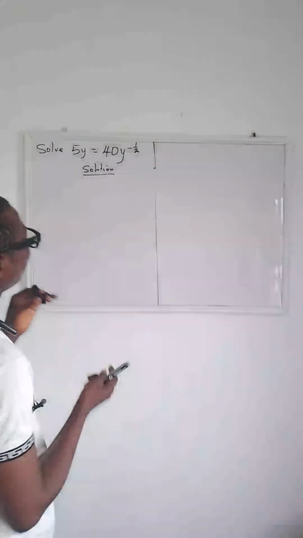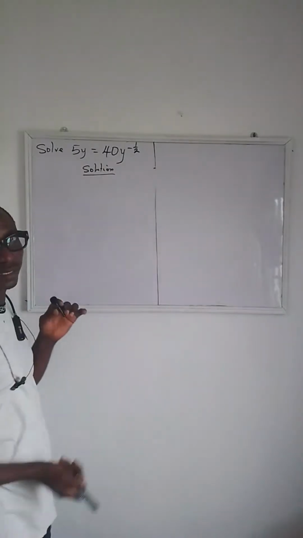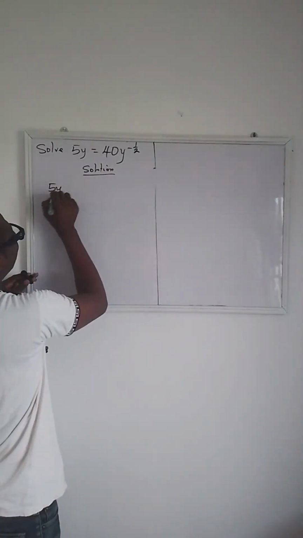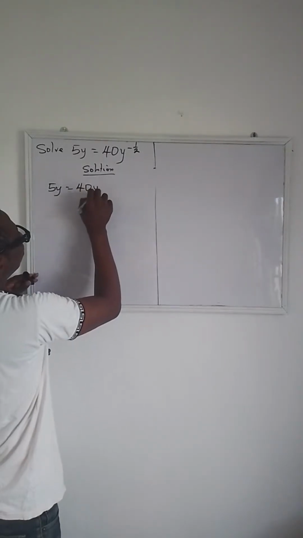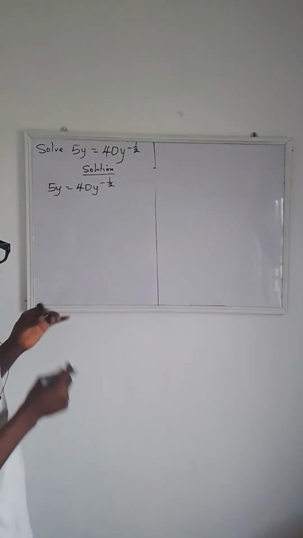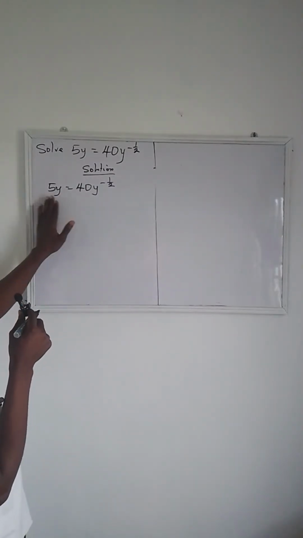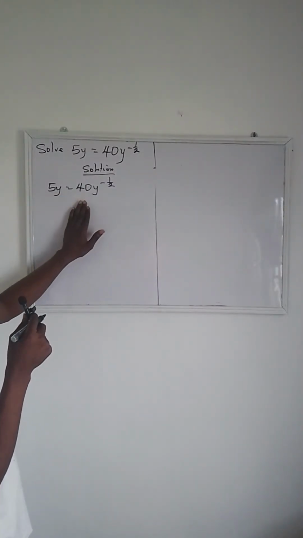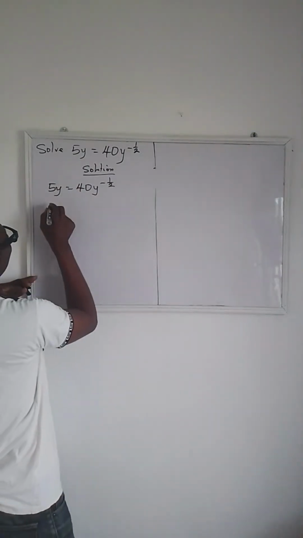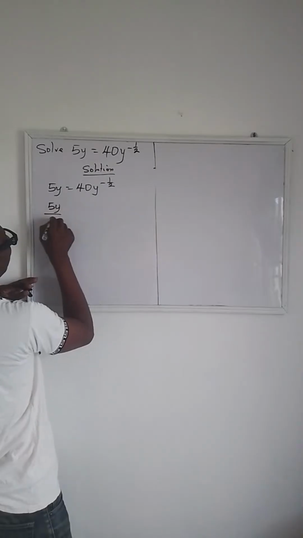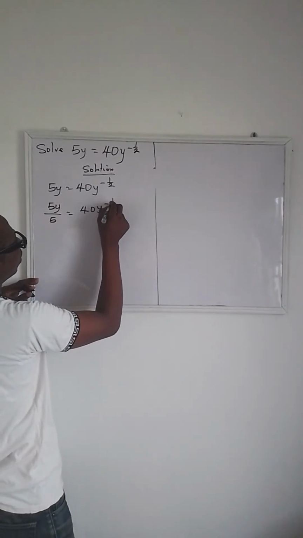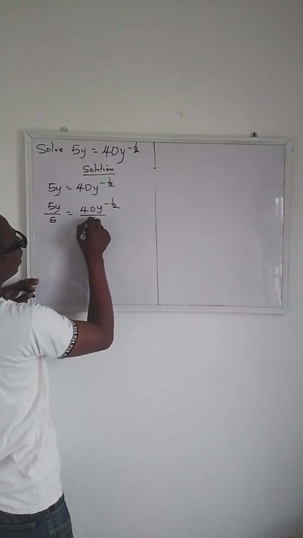Now, you can see that we have y on both sides of the equation. So now let's write the equation: 5y equals 40y raised to the power of minus 1 over 2. Now, the first thing is to divide both sides by 5. So we have 5y over 5 equals 40y raised to the power of minus 1 over 2, over 5.